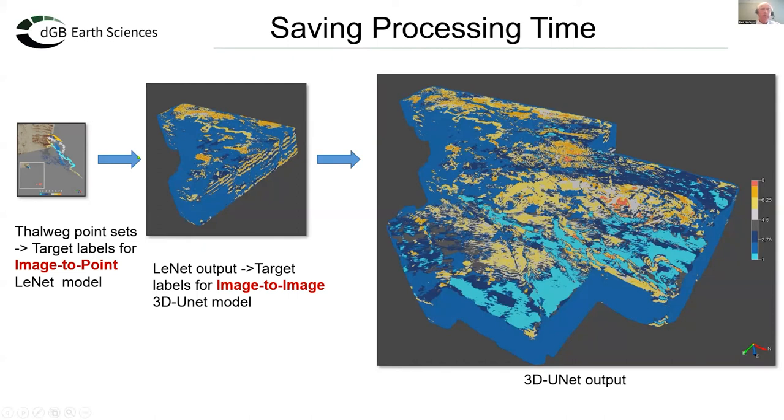Now, to save processing time, we can stop the process at some point and say, okay, now we have enough examples to do an image-to-image type of application. Then we train a neural network, in this case a 3D U-Net, from the seismic input to map to this output that we have created with the LeNet network. And then we apply the 3D U-Net and we get the full volume. And that saves us an enormous amount of processing time.